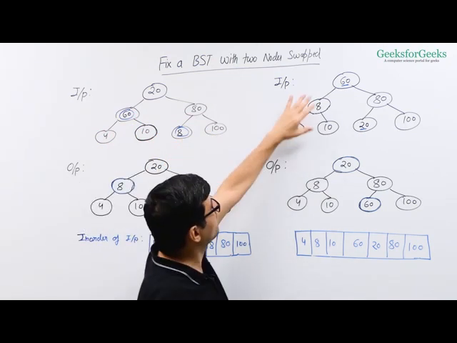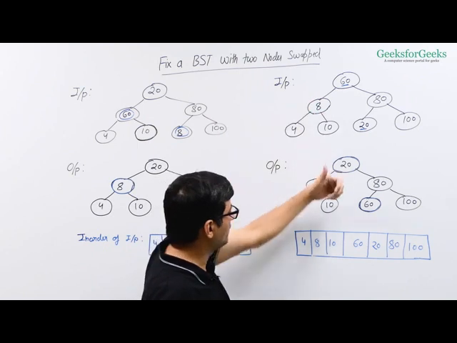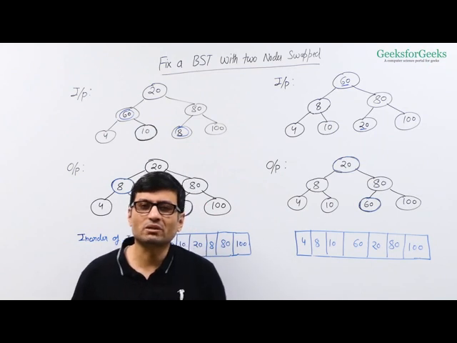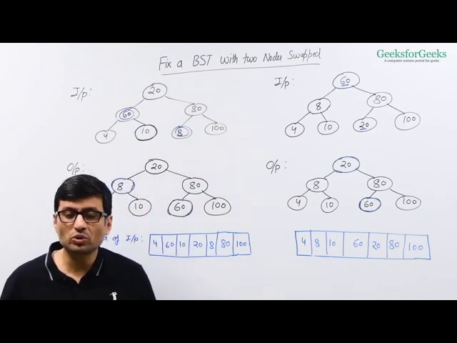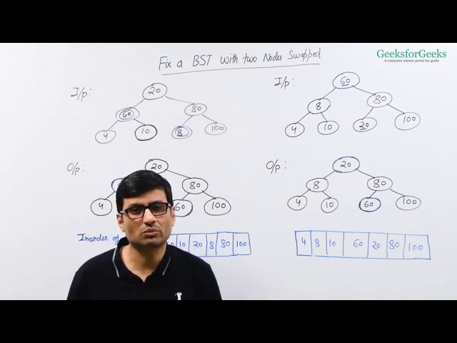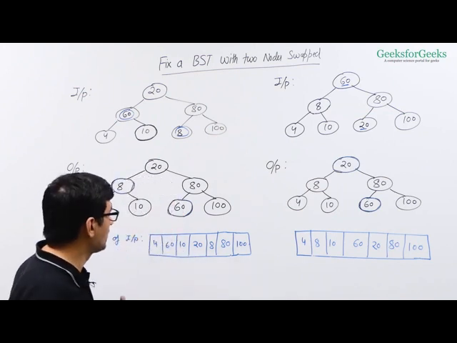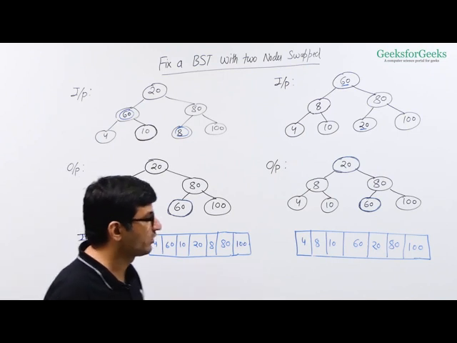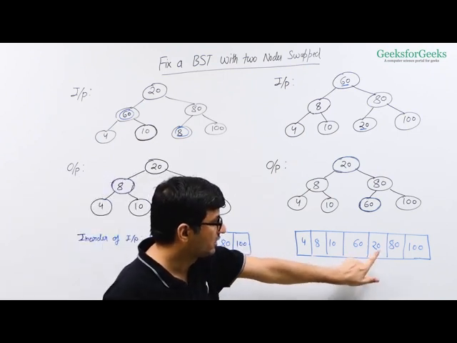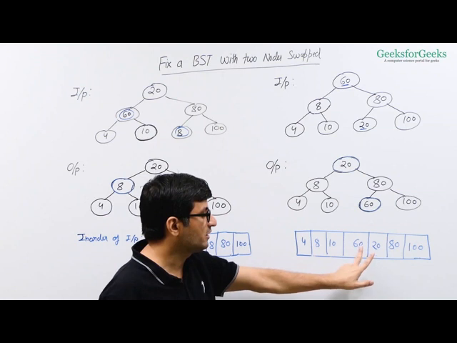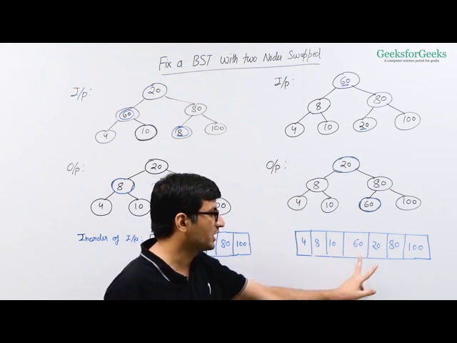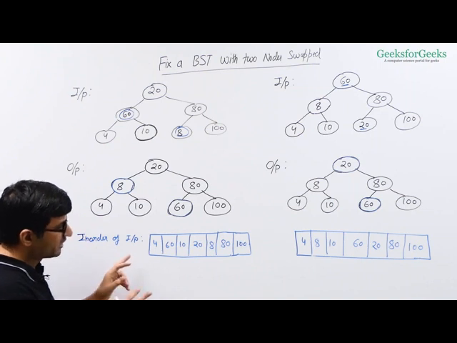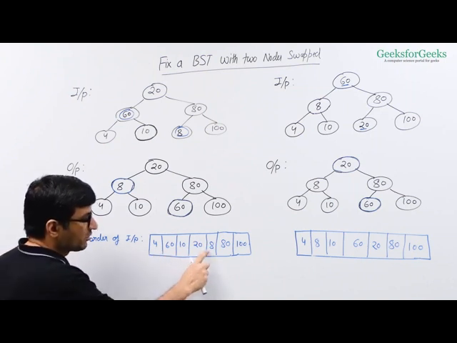And in the second example, the in-order traversal will be 4, 8, 10, 60, 20, 80 and 100. I've taken two examples. I am explaining them again because there are two cases that arise when we solve this problem. The two cases are if the swapped nodes are adjacent in the array or in-order traversal, like this case. 20 and 60 are adjacent and they need to be swapped to fix the array. If you see this array, they are not adjacent, right? The first node is 60 and the second node is 8.